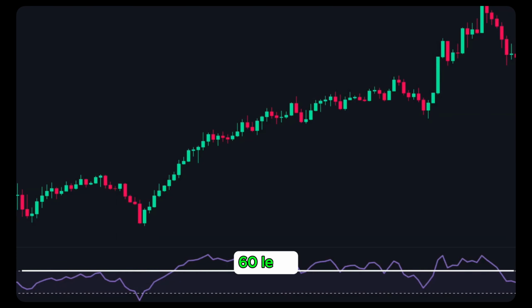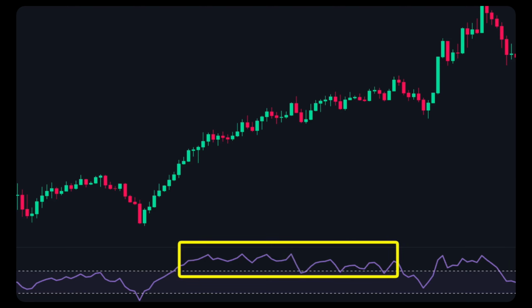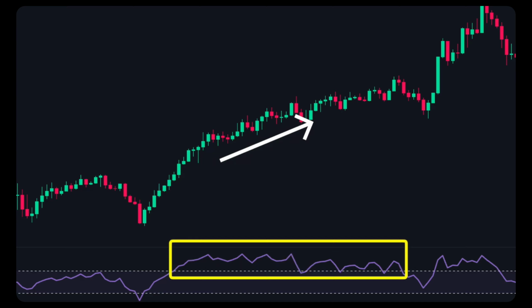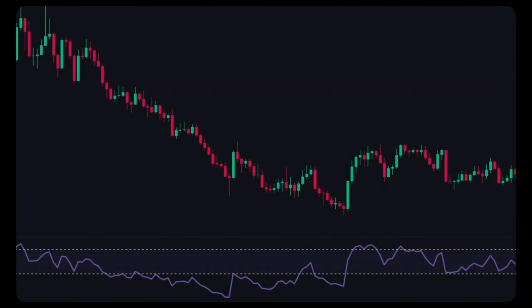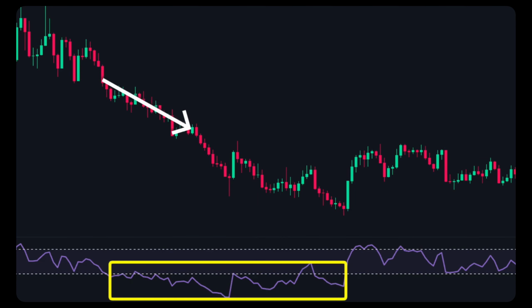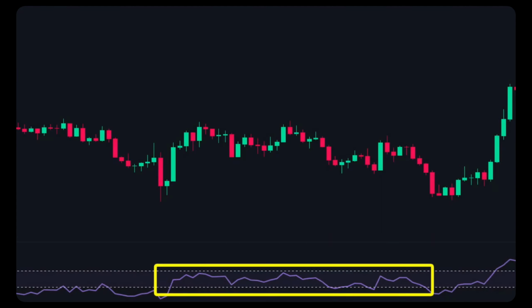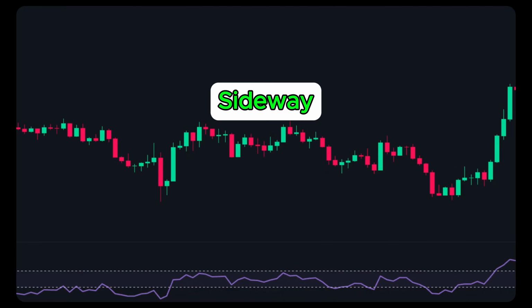Here, we mark the 60 and 40 lines on the RSI. When the RSI is above 60, we will consider the price to be in an uptrend. On the other hand, if the RSI is below 40, we will consider the price to be in a downtrend. If the RSI is between 60 and 40, we will consider the price to be in a sideways market.